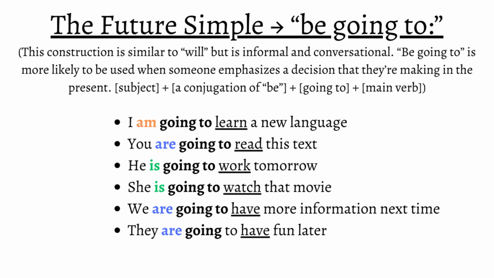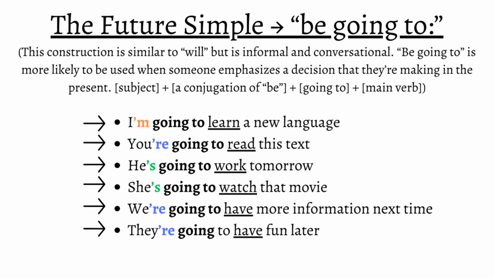He is going to work tomorrow. She is going to watch that movie. We are going to have more information next time. They are going to have fun later. In this case, subject contractions work perfectly because we're using to be.